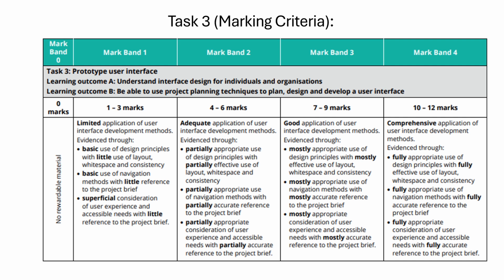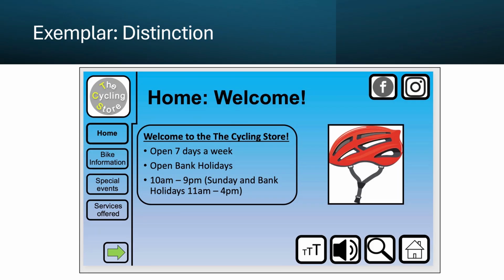So if I could summarize, this is saying you need to design something that's consistent, you need to design something that's easy to use, and you need to design something that meets the user needs. And you refer to the project brief when you design this, and certainly when you review it for task 4. Now this is an example of a student's work that is distinction.